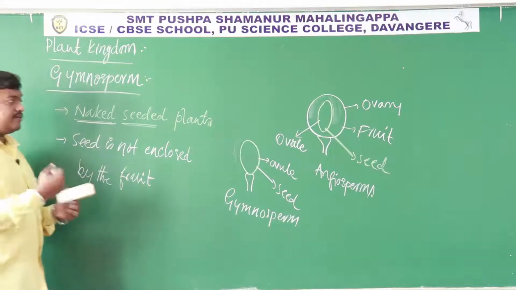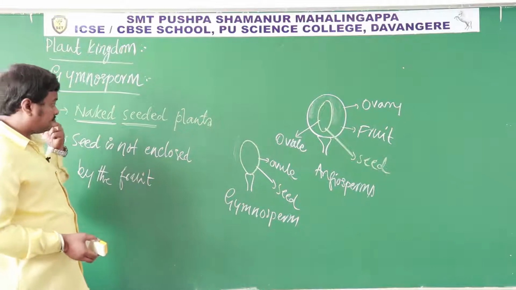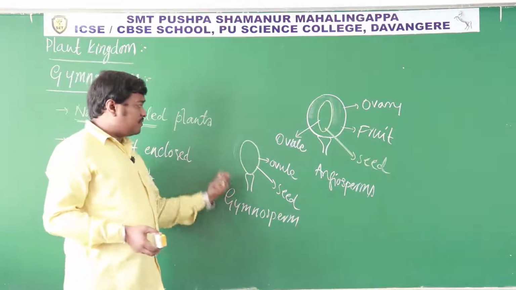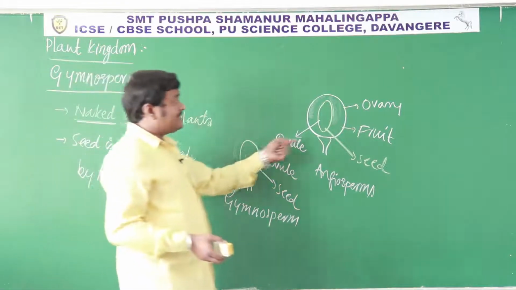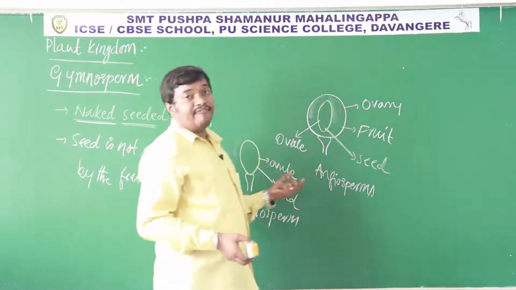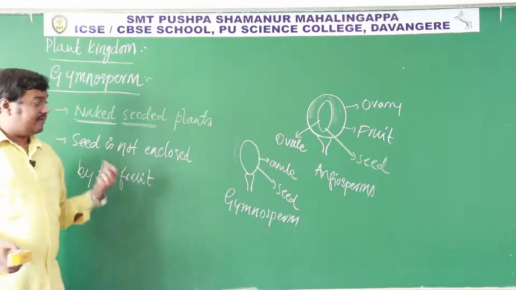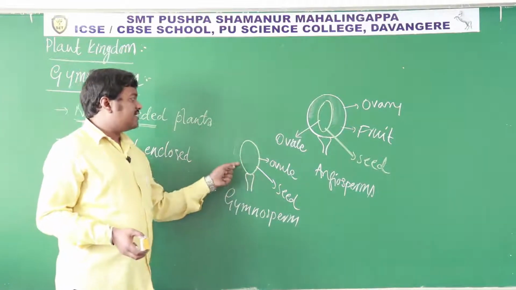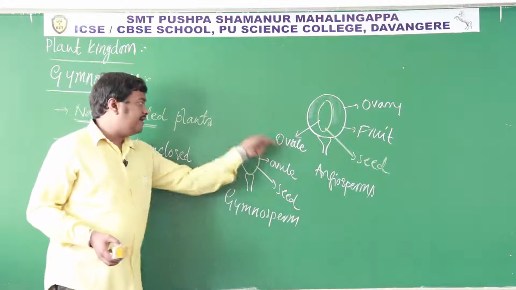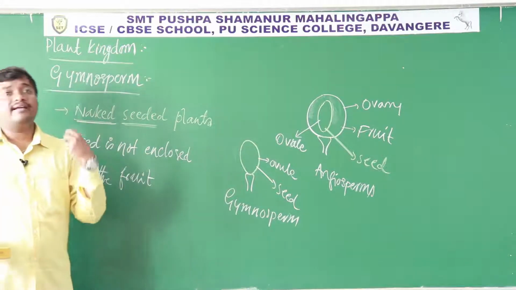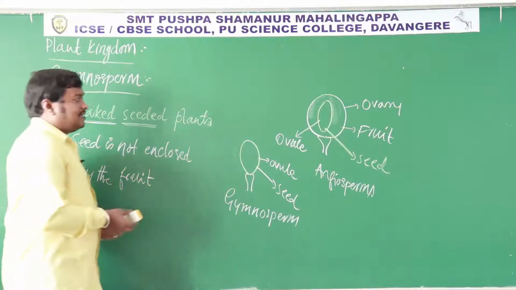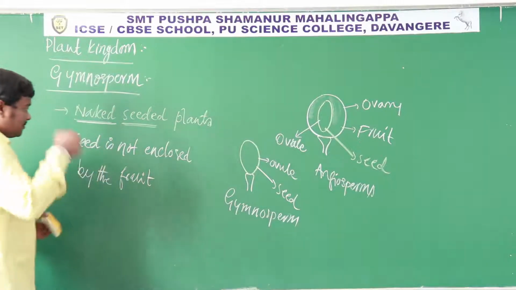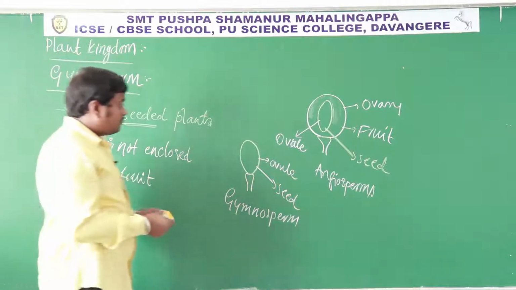So hope you understand the difference between gymnospermic seed and angiospermic seed. In angiospermic seed, the seed is surrounded by a fruit, whereas in gymnosperms, the seed is not enclosed or surrounded by a fruit. There is no protective layer, the seed is born directly there. That is the difference between gymnosperm and angiosperm.